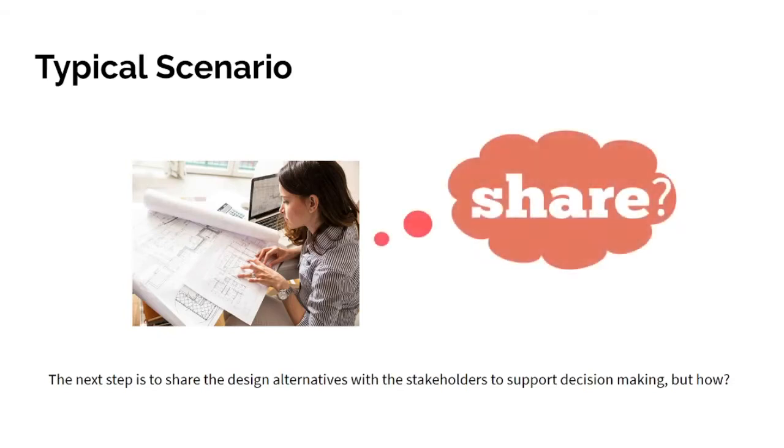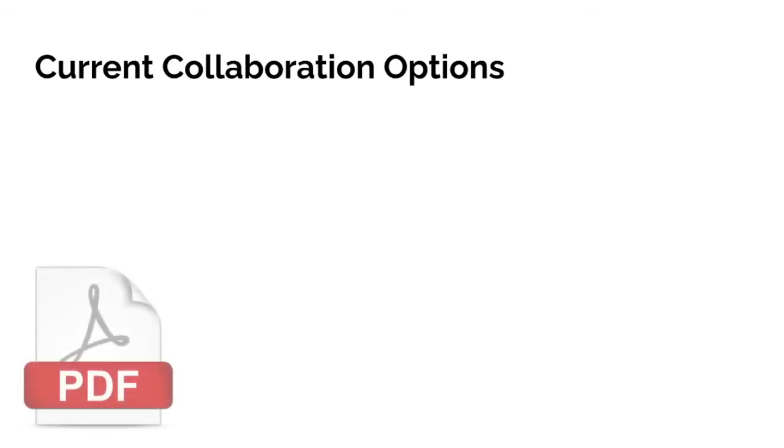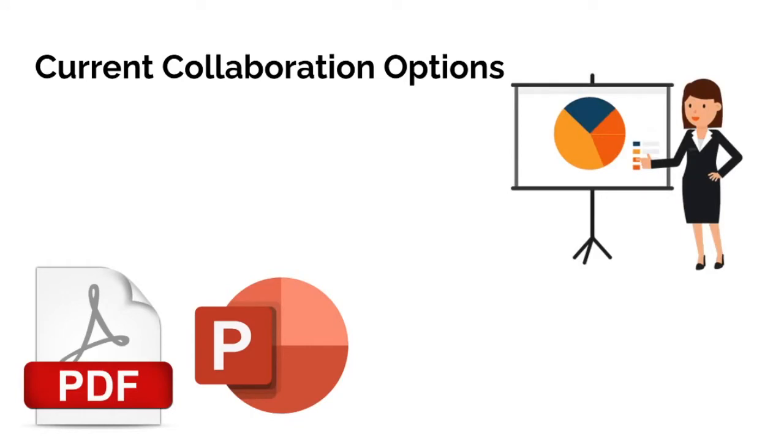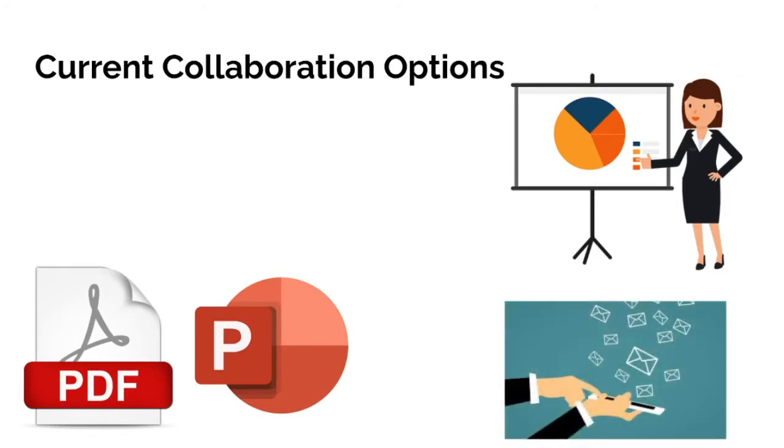But the question is, how? The current collaboration option is to develop a PDF report or a PowerPoint presentation and then invite the stakeholders for design review meetings, where these design alternatives are discussed and opinions are shared. Or to share this PDF report through email and receive the feedback there. However, this approach is limited due to the overhead and costs of meetings and the limited design presentation and exploration techniques that these meetings offer.